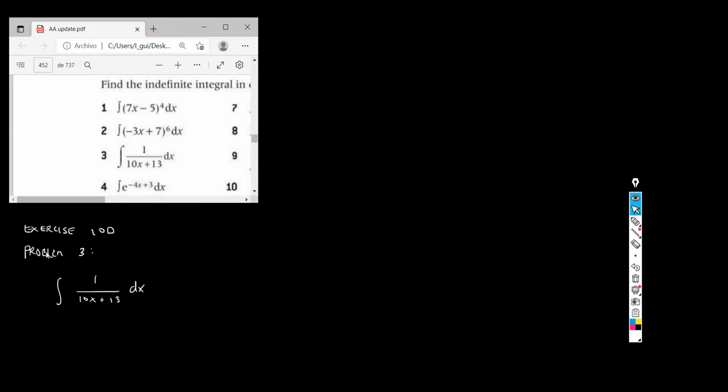Exercise 10D, problem 3. We have to get the antiderivative of 1 over 10x plus 13 dx. So let's do it. We're going to employ the technique of substitution.